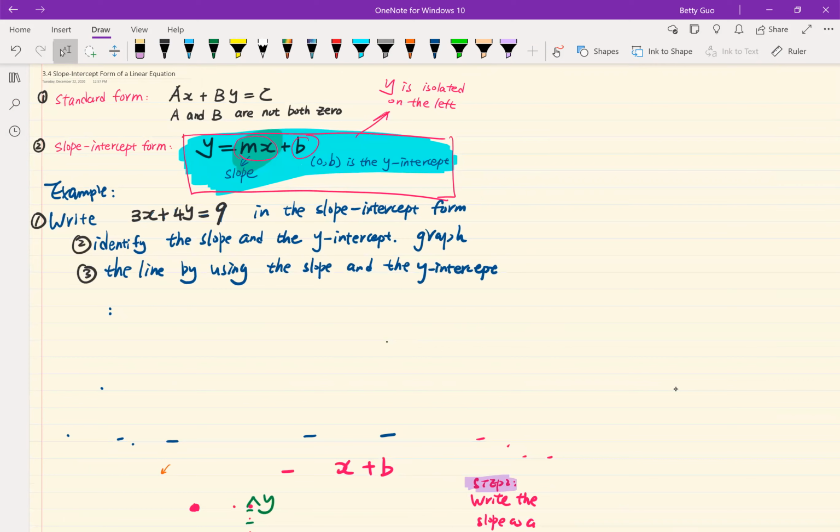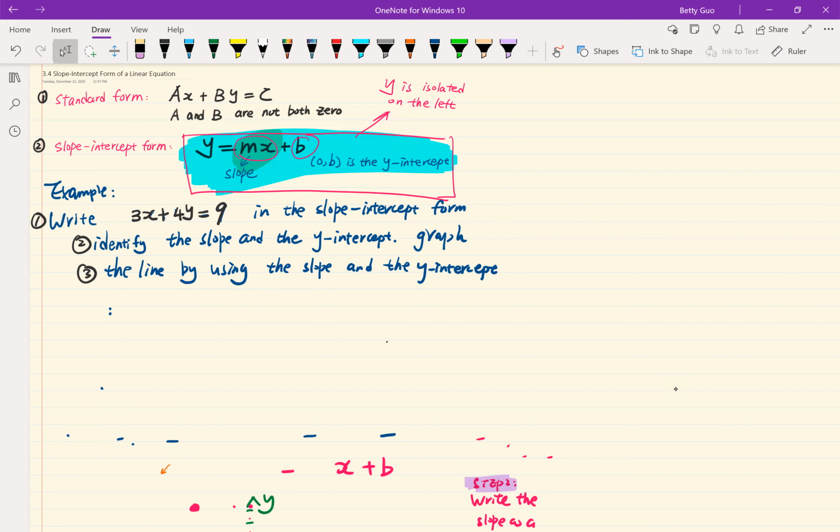Give me 1 second. Let me write the formulas on the board. We are going to learn 3 forms of linear equations in two variables. So far, we have learned 2. So we're going to write it here. Linear equations in two variables.